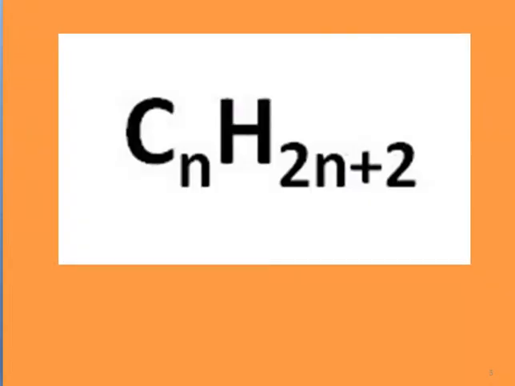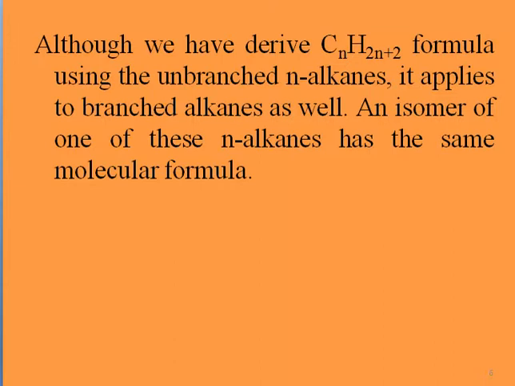So as we said, the general chemical formula for alkanes is CnH2n+2. That's the saturated form of unbranched alkanes. Although we derived the CnH2n+2 formula using unbranched alkanes, it also applies to branched alkanes as well. An isomer of one of these n-alkanes has the same molecular formula. So the molecular formula doesn't change for unbranched or branched alkanes.